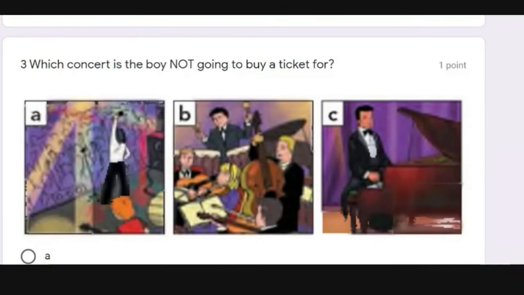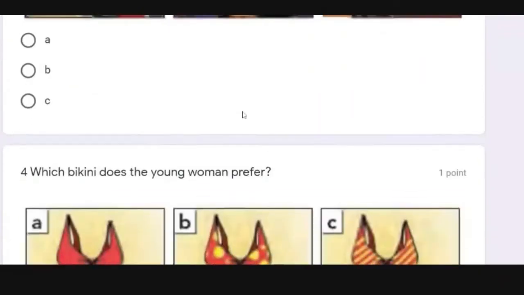Yes, she loves classical music. Okay, so the boy says, I was thinking about an orchestra, and there's also a famous pianist giving a piano recital. Okay, so we know that he's going to buy tickets for either an orchestra or a piano recital, but not a pop concert. Okay, very good. Okay, so now let's proceed to the next question.